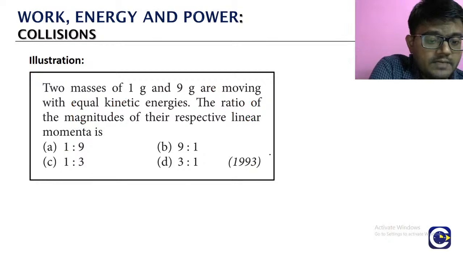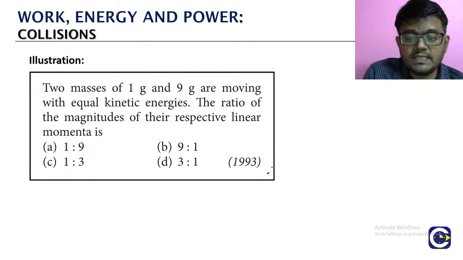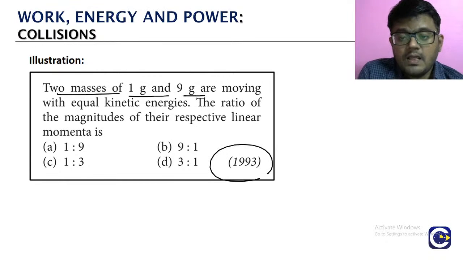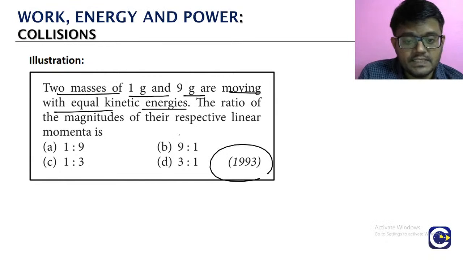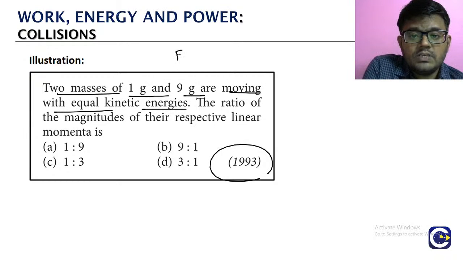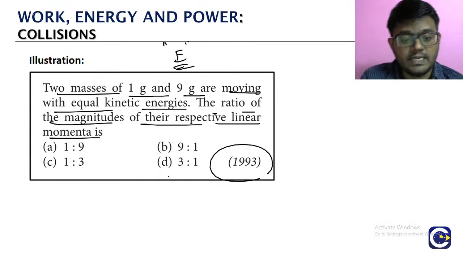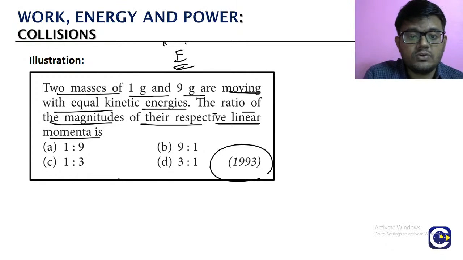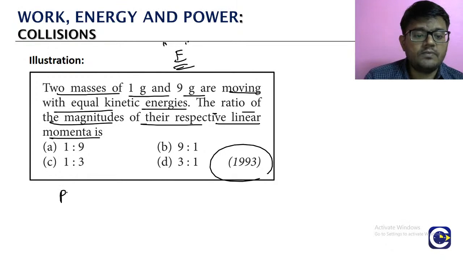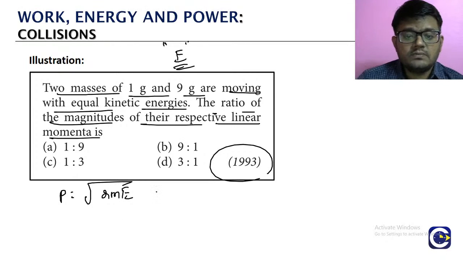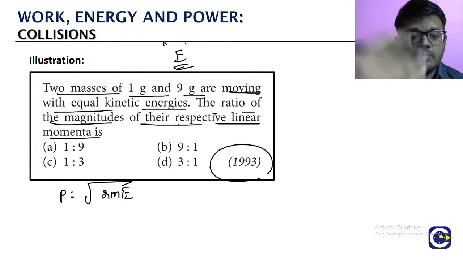What kind of questions have come? This question came in 1993. Two masses, 1 gram and 9 gram, are moving with equal kinetic energies. The kinetic energy value E is the same for both. Find the ratio of the magnitudes of their respective linear momenta. What is the formula we have? The linear momentum p is equal to root 2mE.